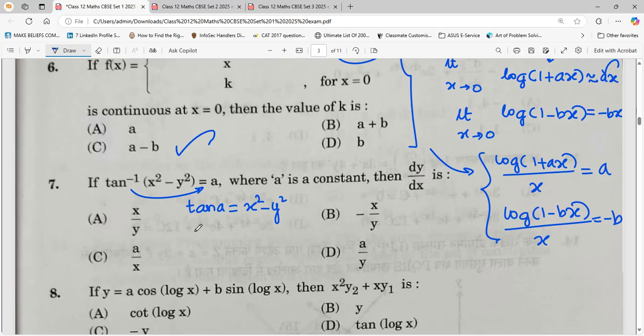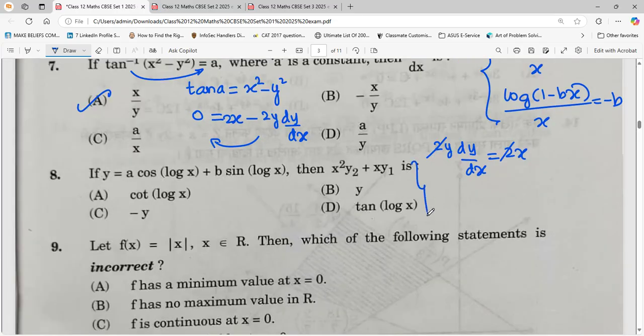For question 7, x square minus y square, tan a is a constant. If you differentiate it, it becomes 0. If you differentiate x square, it becomes 2x minus 2y dy by dx. So it becomes 2y dy by dx is equal to 2x, dy by dx is equal to x by y. So that's option A.